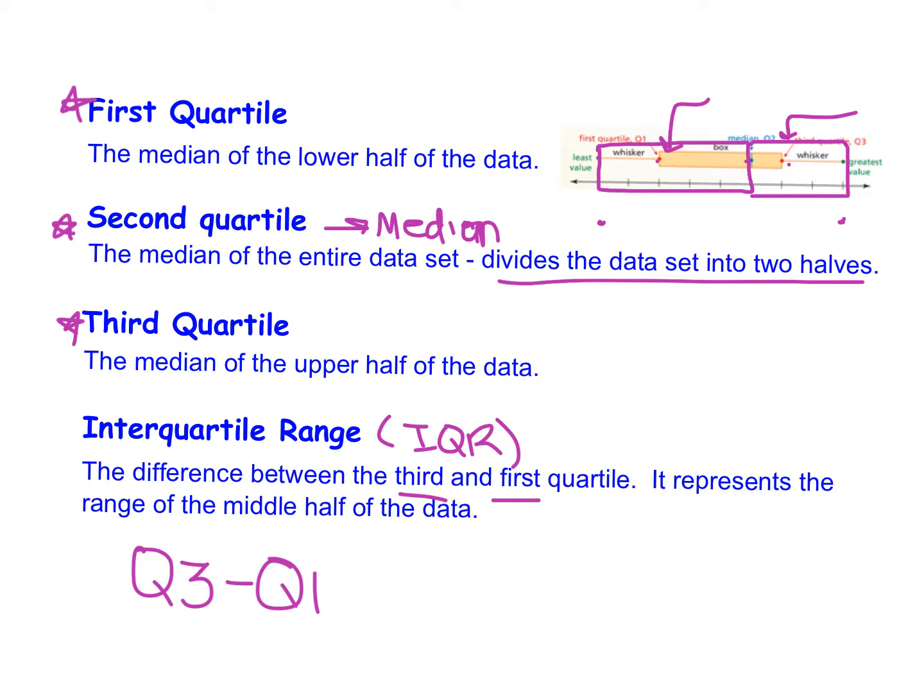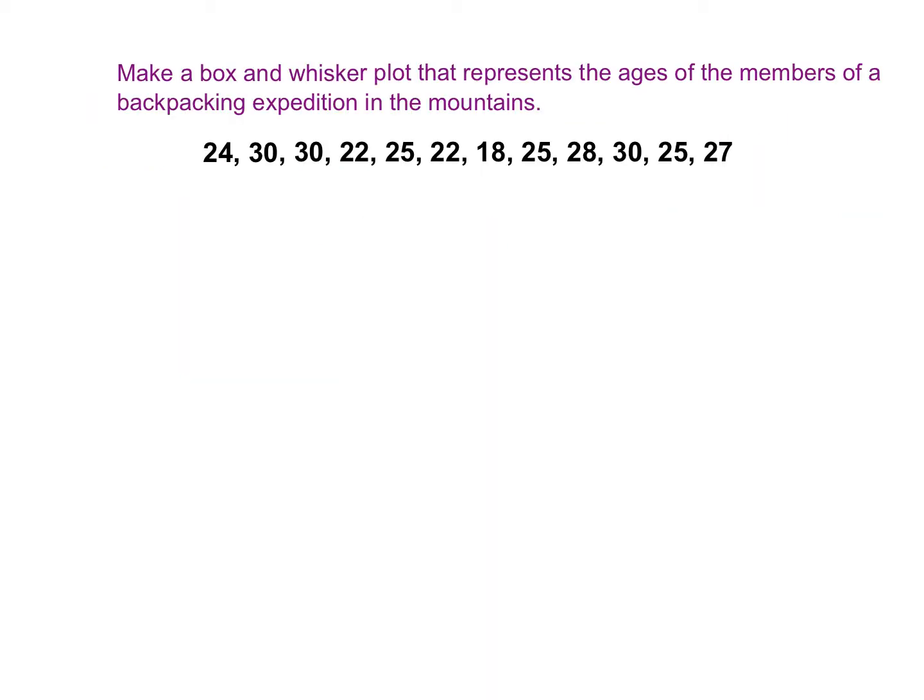While we do care about the very maximum numbers and the very minimum numbers, the interquartile range really focuses in on this middle data. How far apart are the middle of the top and the middle of the bottom? This middle data, where do the middle numbers occur and how far apart are those numbers? That is our interquartile range. So let's go ahead and jump in and make our first box and whisker plot.